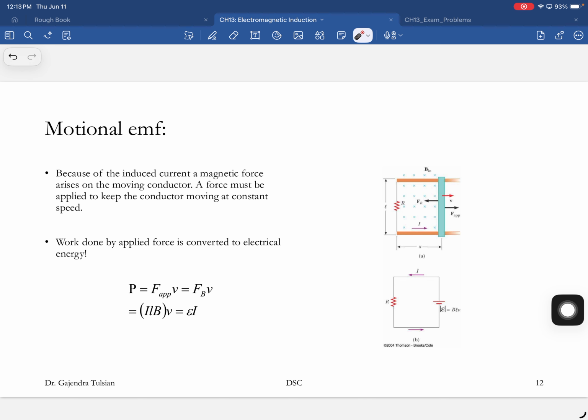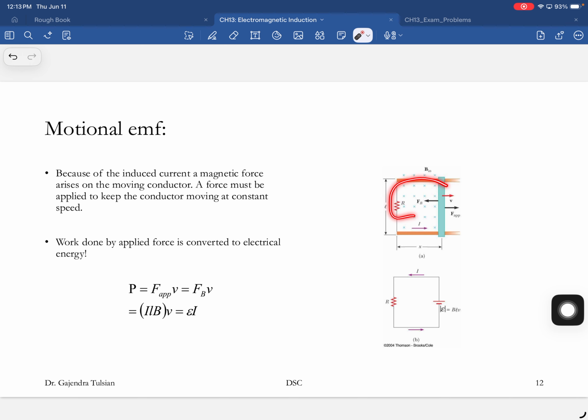And the magnetic force when current flows on this is given by that, and that is equal to this. So all this is telling you is that the work you did got converted to electrical energy, and the rate at which you did work got converted to electrical energy. So the power you exerted got converted to electrical power.